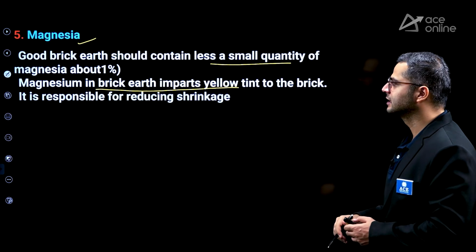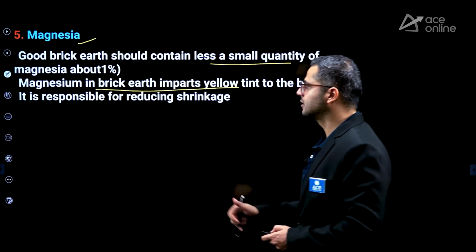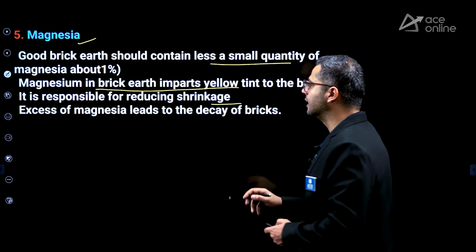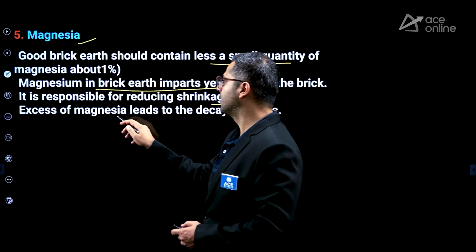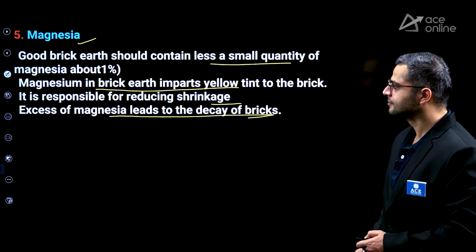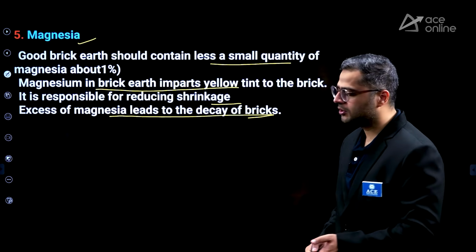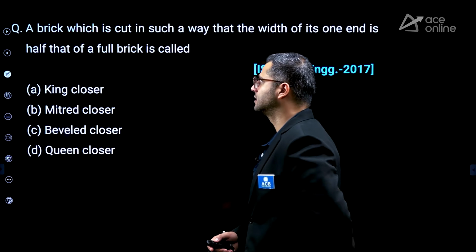If it is in excess, it can lead to unsoundness. It is responsible for reducing shrinkage, right? So excess of magnesia leads to decay of the bricks and also unsoundness, right? So these were the considerations with respect to the constituents of the bricks.